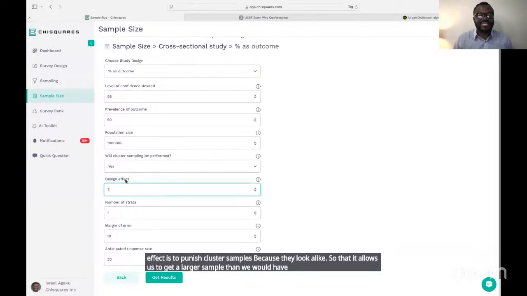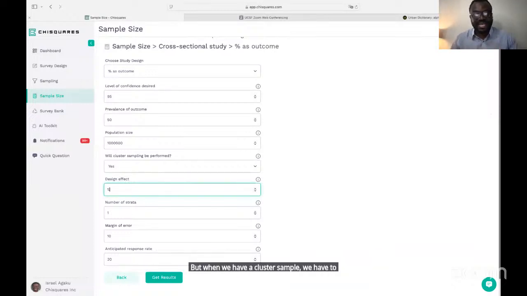So the design effect is one when we have a simple random sample. But when we have a cluster sample, we have to obviously increase the design effect. Let's say we were going to go with a design effect of 1.5.